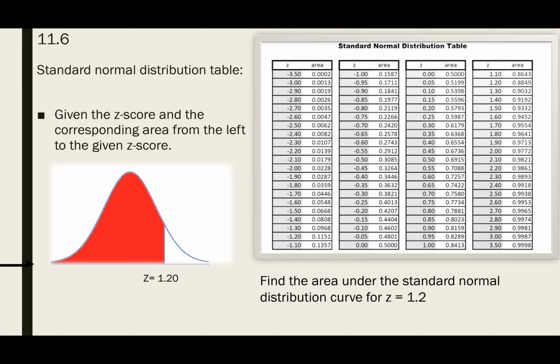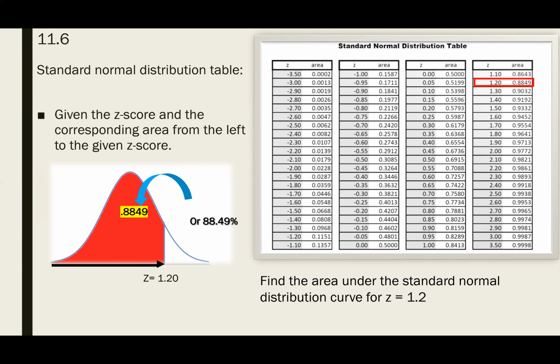All we need to do is find the z of 1.2 in your table. In this case, 1.2 is right here. And whatever the area is, that is your answer. The area is 0.8849. That's your area. If they ask you for the percentage, you convert to the percentage. It depends on your question. They ask you for the percent or the area.